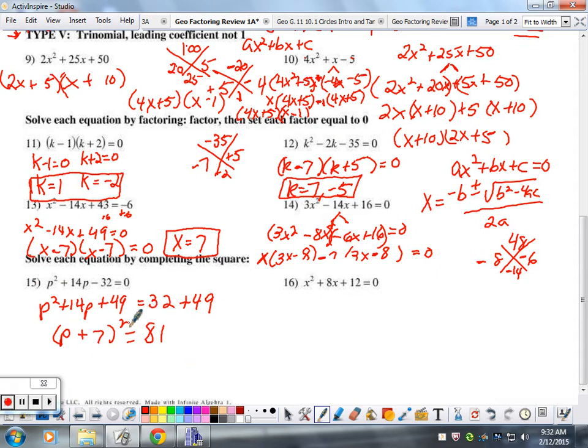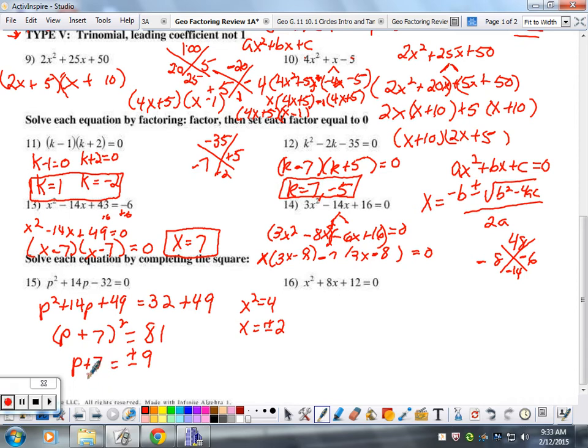Because what am I going to do? I'm going to take the square root of both sides. And let me just revisit. If I said x squared equals 4, what is x? This is something completely different, just another example. If x squared equals 4, what's x? Negative 2 as well. So I've got something squared equals a number. So if I take the square root of both sides, I get p plus 7 here. What is, if I had x squared equals 81, what do I have? Plus or minus 9 when you take that square root.